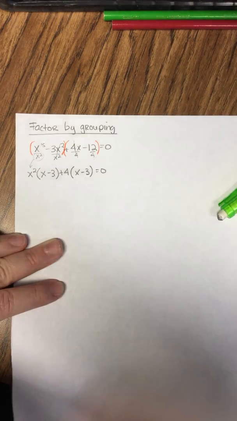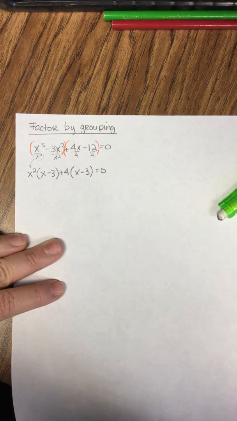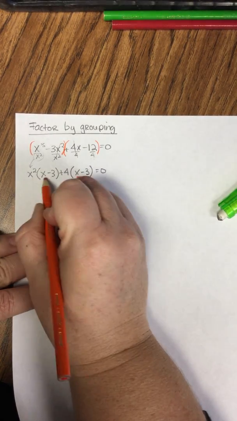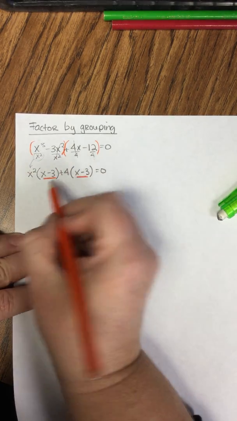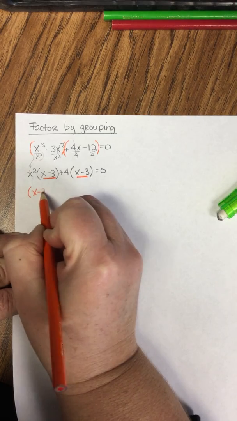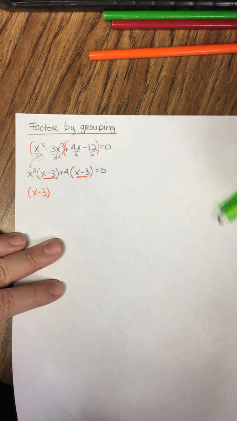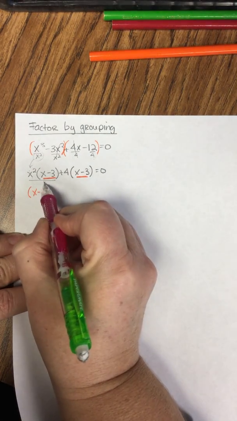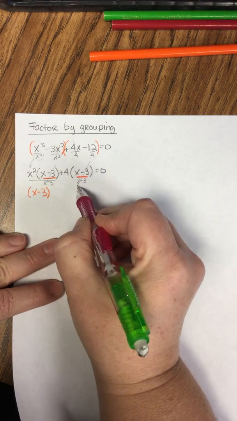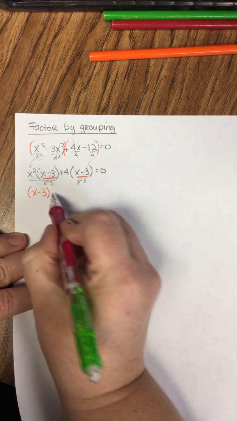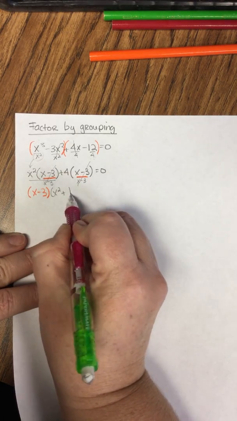So from there, I'm going to look and see what is common in both of those. This is common. Just like before, whatever's common goes to the front. So I'm going to bring this to the front, x minus 3. That is like taking each of these terms and dividing by x minus 3. Those cancel, and I'm just left with x squared plus 4.